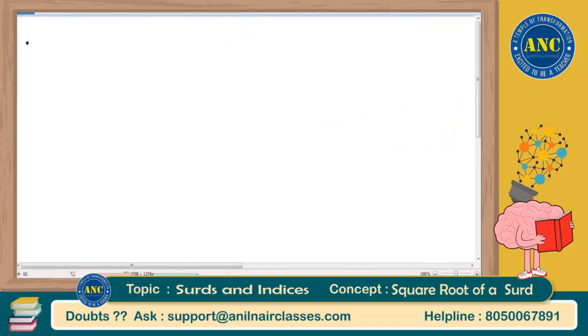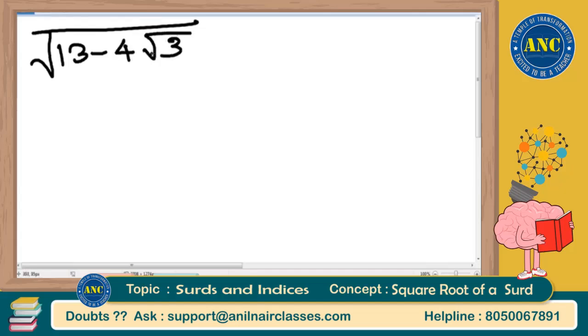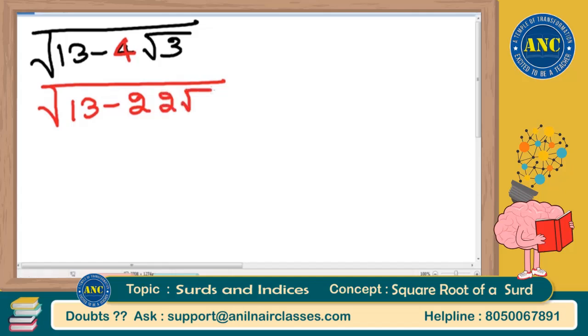Second question. Square root of 13 minus 4 root 3. Same logic, sir. I don't want 4. I want 2 into something. So write down that 4 as 2 into 2 root 3. 2 into 2 root 3 will become 4 root 3. Now, this 2 is already present in our formula.